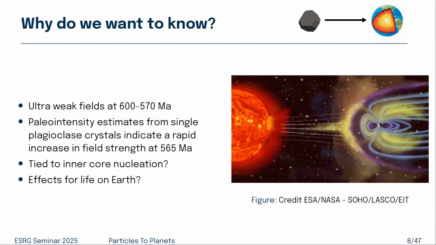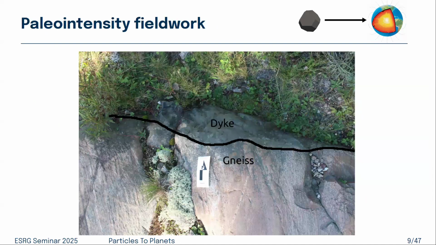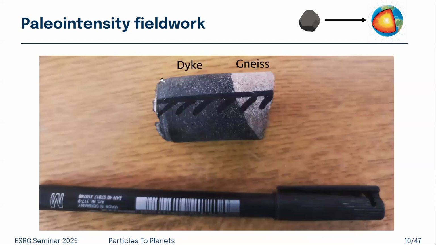So how do you go about the process of obtaining one of these? Okay, so this is a place that I went with Andy and Janine a couple of years ago to collect some samples from a dike that is intruded into this gneiss. And what you do in paleomag is you drill your samples, you take a core, there you go, that's the contact in the core. And then you do your paleointensity experiment.